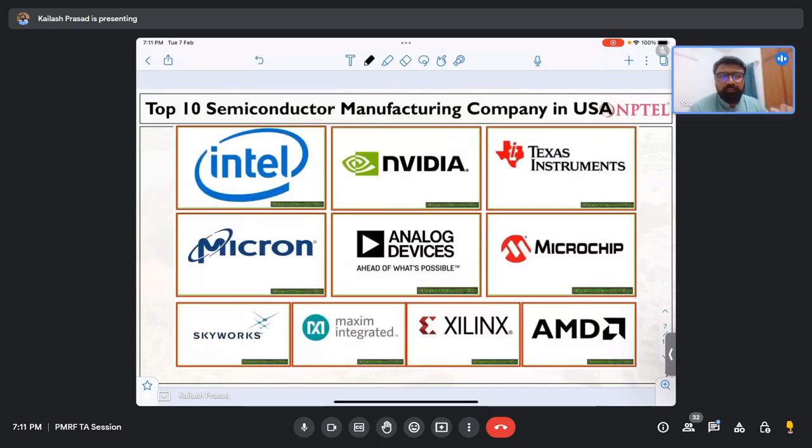Just wanted to give you a brief overview of what kind of companies are involved in VLSI, right? So these are some of the top semiconductor manufacturing companies in the United States, right? Intel is obviously the biggest player. Then we talk about Nvidia, Texas Instruments, Micron. Then we have Analog Devices, Microchip, Skyworks, Maxim Integrated, Xilinx, and again AMD, right? These are only a handful of companies I have picked, but you should know that there are more than 300-400 companies working in the semiconductor domain.